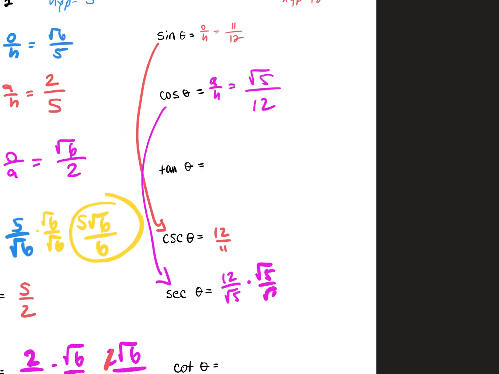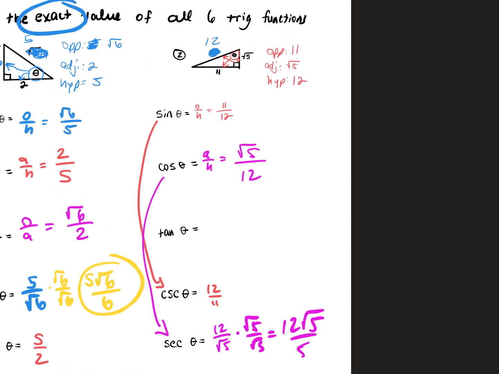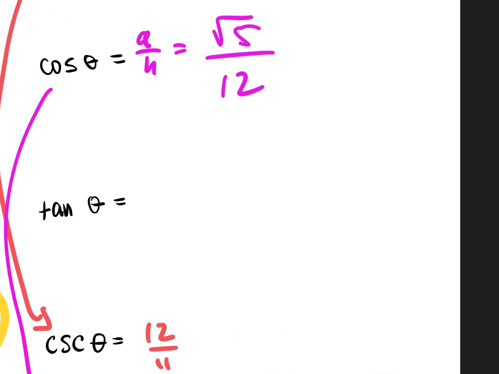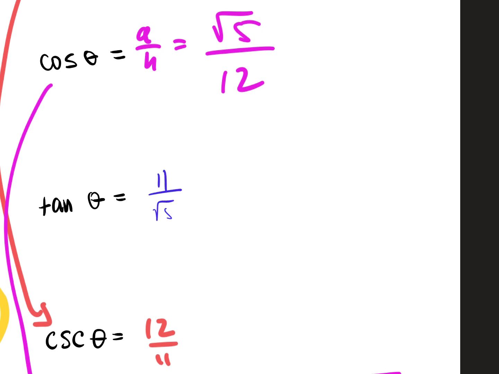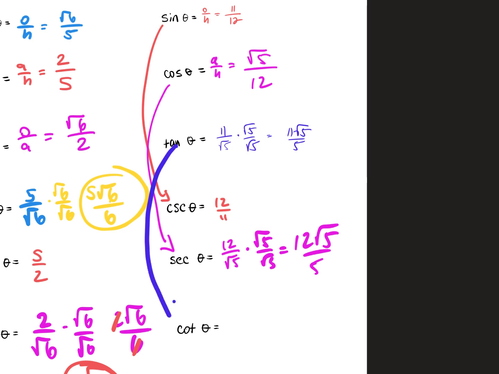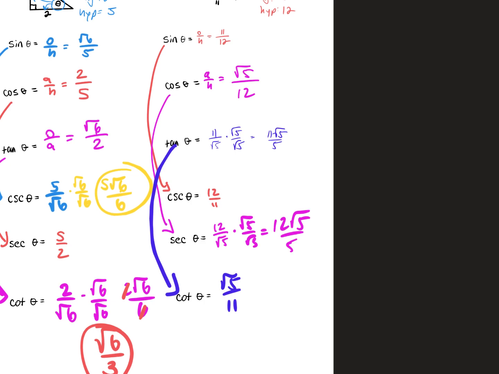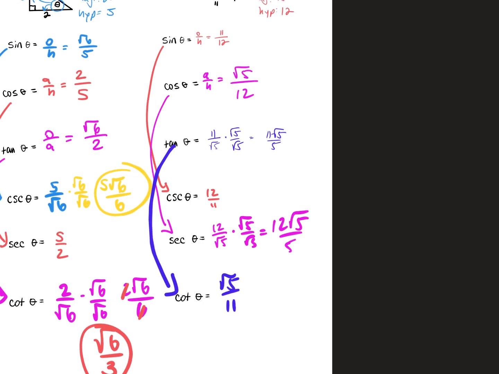So multiply by square root of 5 over square root of 5. So this becomes 12 root 5 over 5. Can you simplify it at all? No? Okay, perfect. And then tangent's what? Opposite over adjacent. So 11 over the square root of 5. No bueno, right? So 11 root 5 over 5. So if my tangent's 11 over square root of 5, what's my cotangent? Square root 5 over 11. All right? You guys okay with that? Super basic. We're good? All right.